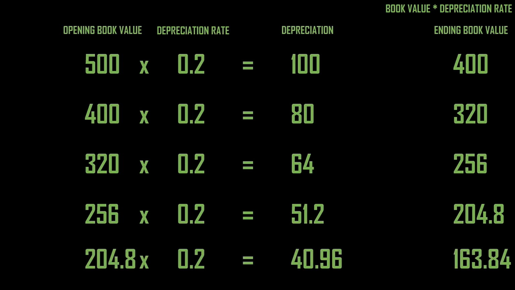You can see the value. This is why I wrote book value times depreciation rate at the top of the screen, because asset cost minus salvage value only works for the first year. For the rest of the years, it is the opening book value that we have to take into account. Alright, that was the declining method.